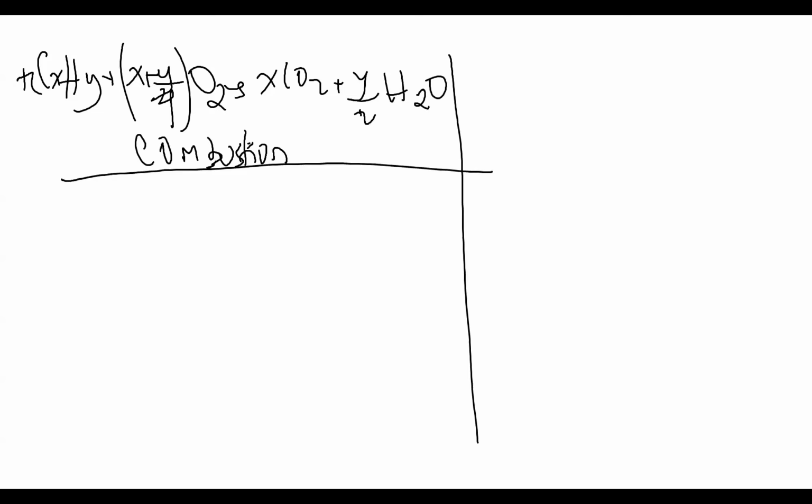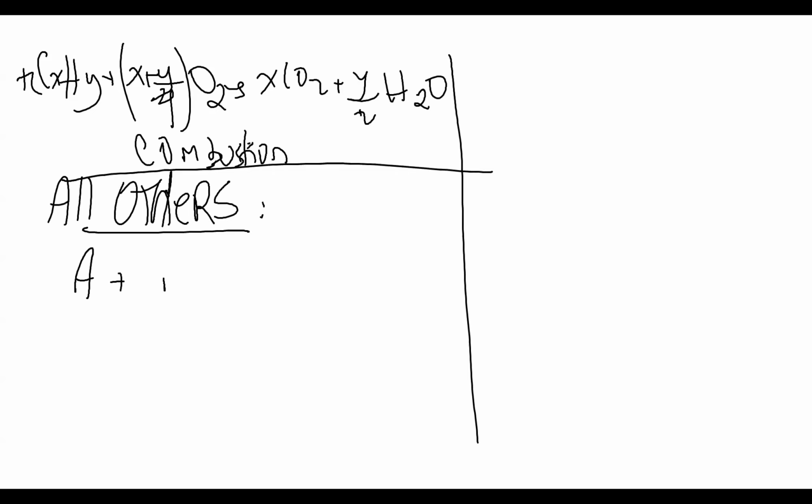All other reactions: A plus B gives C plus D. So what do you do? Any reaction you have in the IMAT, you just put the reactants and the products, and put before each one small letters a, b, c, d. And then put here, not CD.